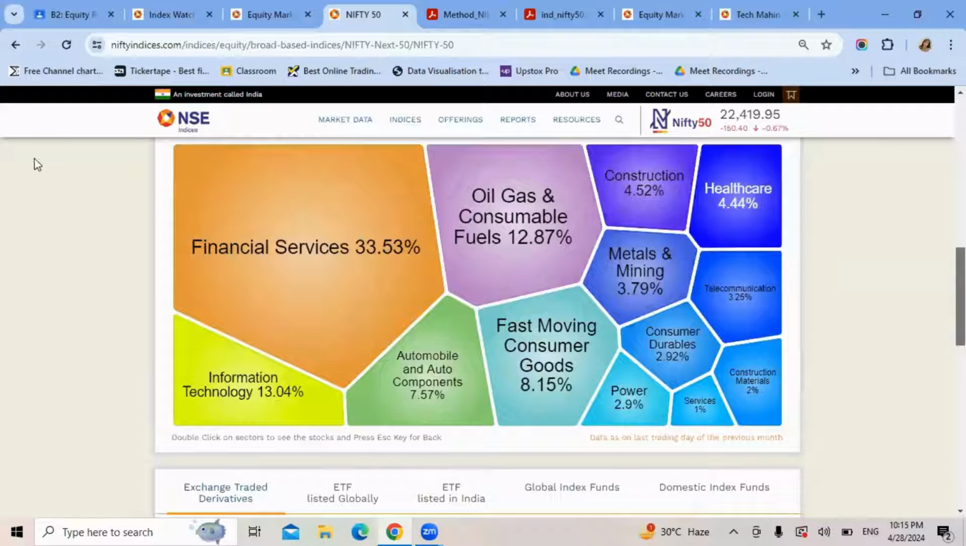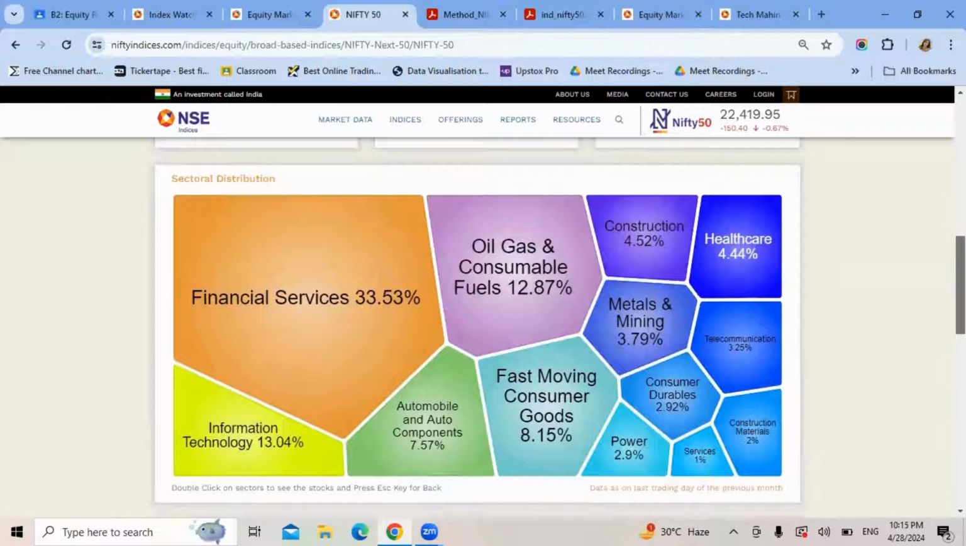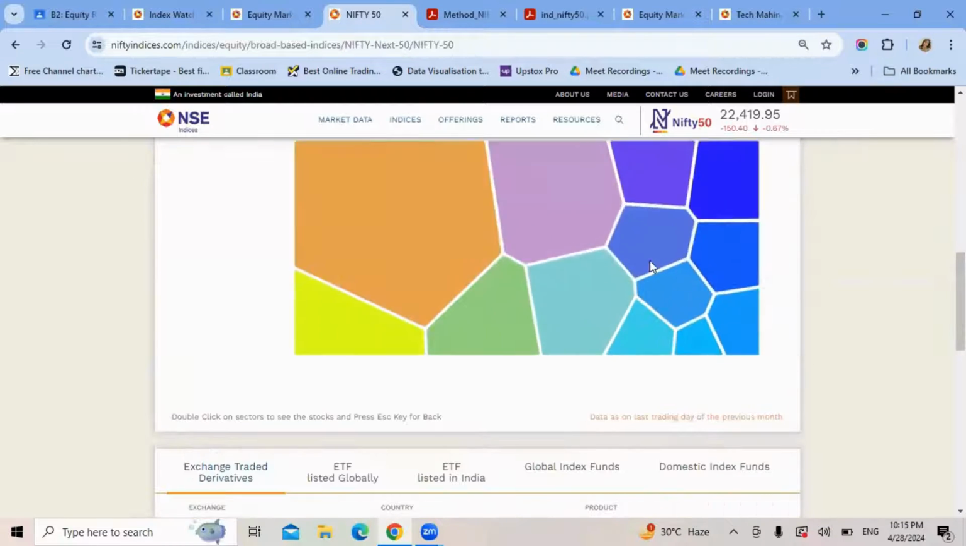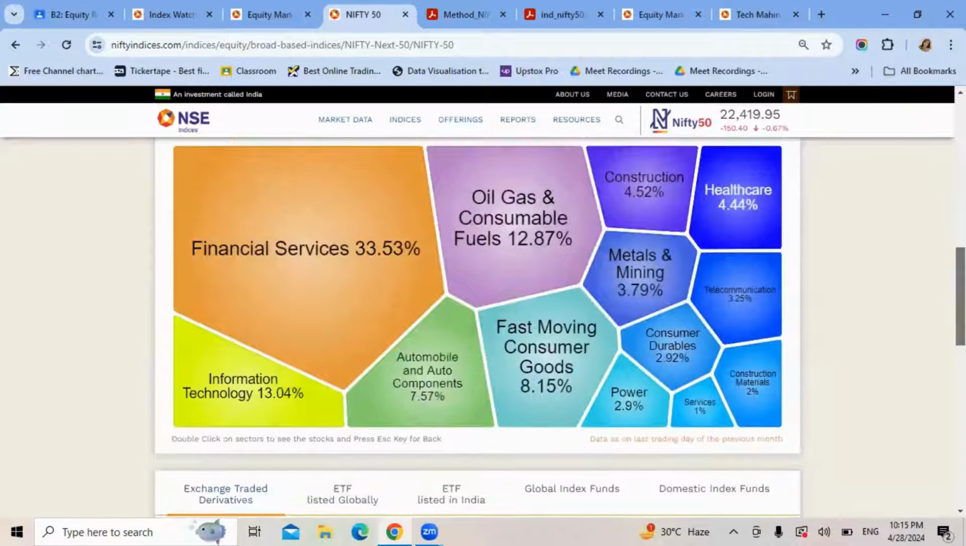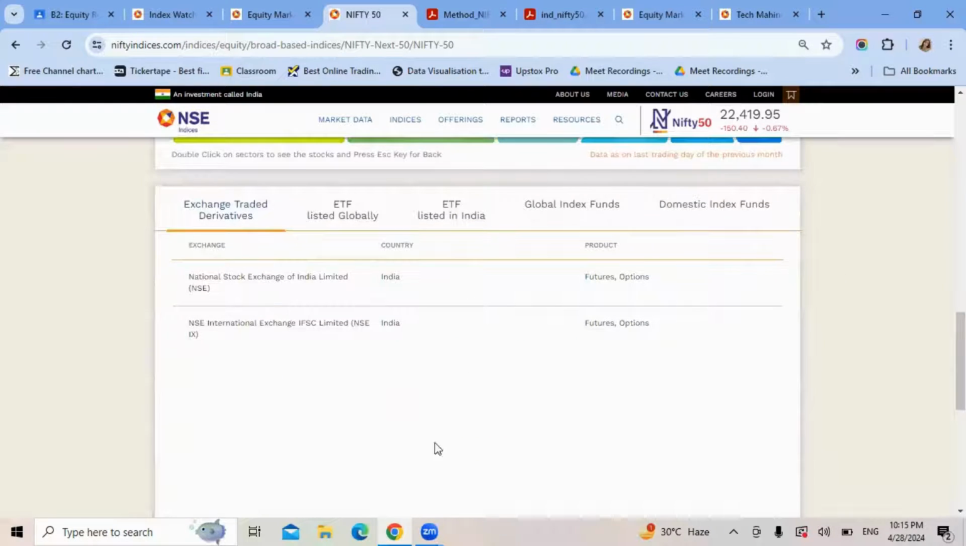Why is it important? Because the index is considered to be a benchmark or it is used to gauge the performance of our economy. This snippet alone or this graph alone gives you an understanding of where exactly is the highest weightage coming from in the entire index. So if we talk about the sectoral distribution, these are the sectors constituting a part of the index. As you can clearly see, it's leading by the financial services, then information technology, oil, gas and consumable goods, FMCG and automobiles. So this gives a good understanding overall.